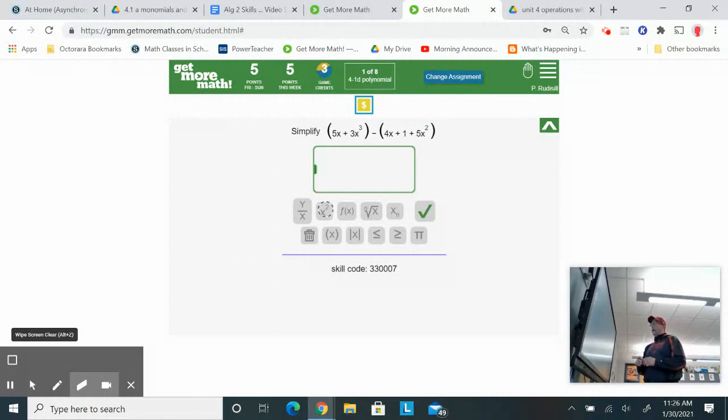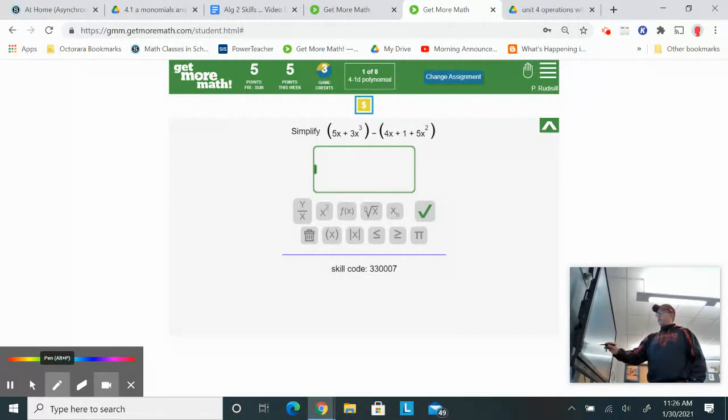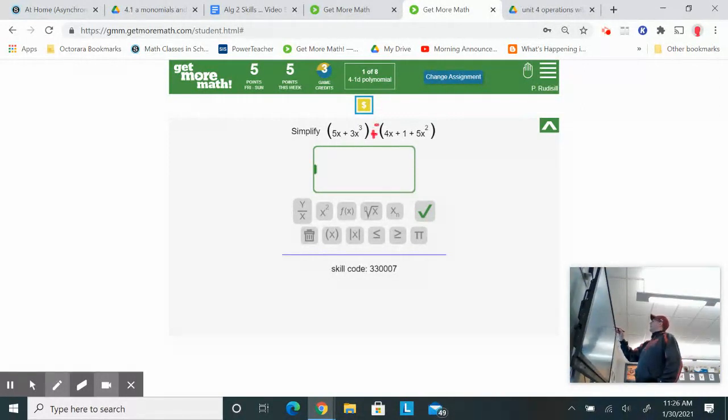All right, so I have 5x plus 3x cubed, and we're subtracting 4x plus 1 plus 5x squared. So I'm going to distribute the negative. People say the subtraction sign is really a negative. It's like change that to adding the opposite. So this becomes negative 4x plus, that becomes a negative 1 plus, that becomes a negative 5x squared. So look at what I'm adding. I can actually get rid of the parentheses now. Everything's addition, so you can just move around with the commutative property and add the like terms together.